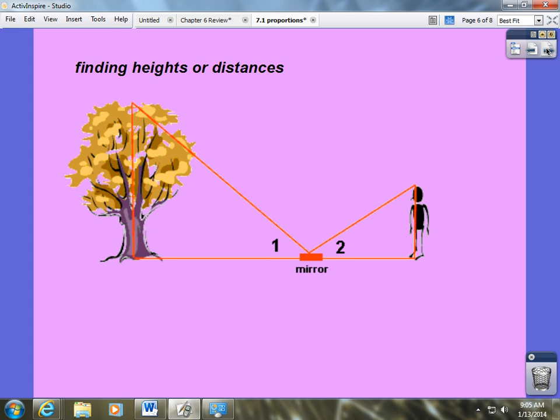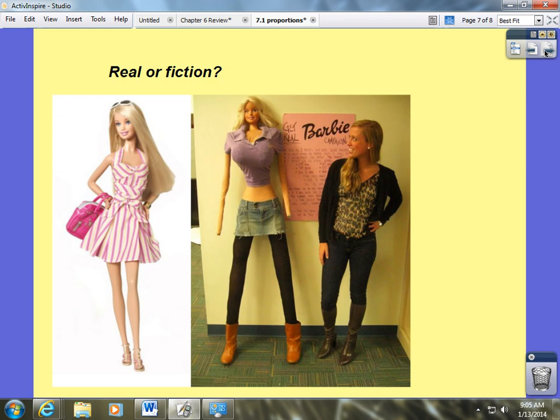And to see if things are real or fiction. Like I said, the Barbie doll, if her proportions were the same as a real woman's, would she be real? No. Interesting fact, she'd have feet the size 4 and her legs would be way too tiny, so it would just be terrible.